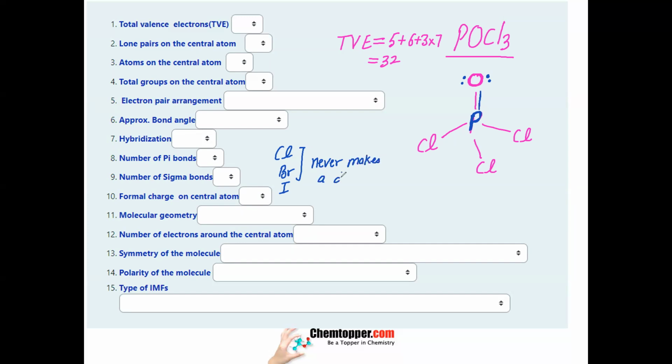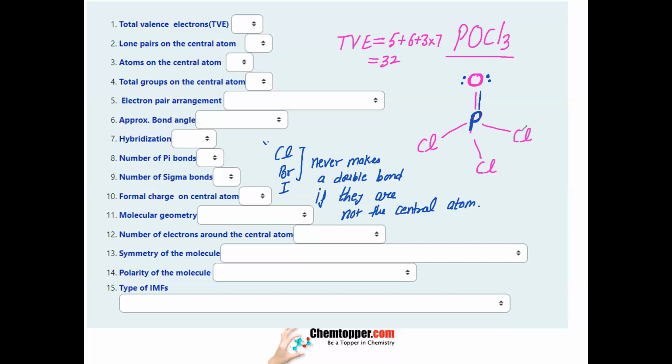Please take care if they are not the central atom. If they are the central atom, they can make plenty of double bonds. These are the tricks which can help you in making these structures very fast. Just take care of this. Yes, Anish. But Anish, when they are not the central atom, if they are the central atom, then they can make multiple bonds.